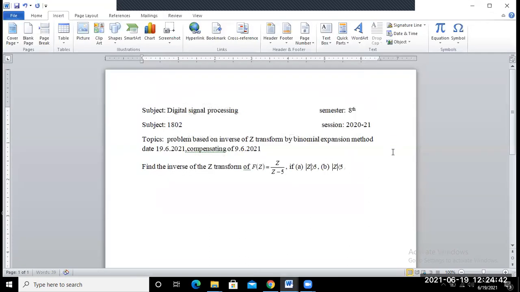Okay, so just try to express this F(z) in the form 1 minus r, when r is less than 1. In part A, that means magnitude of z is greater than 5. If you want to express it as r less than 1, we can write 5 by z is less than 1. Let's solve this problem based on the previous class theory.